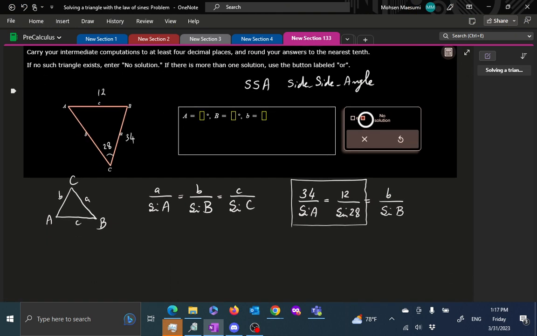Notice that it's making room for you to say you have multiple solutions or just one solution, or perhaps saying you don't have any solutions at all. So these are all possibilities.